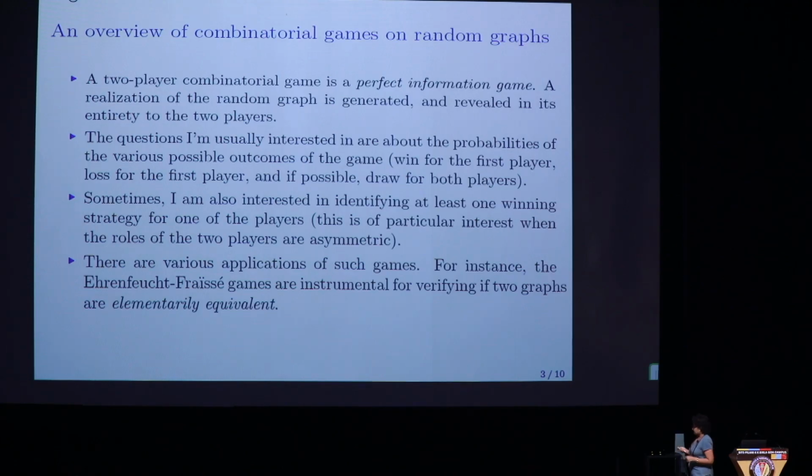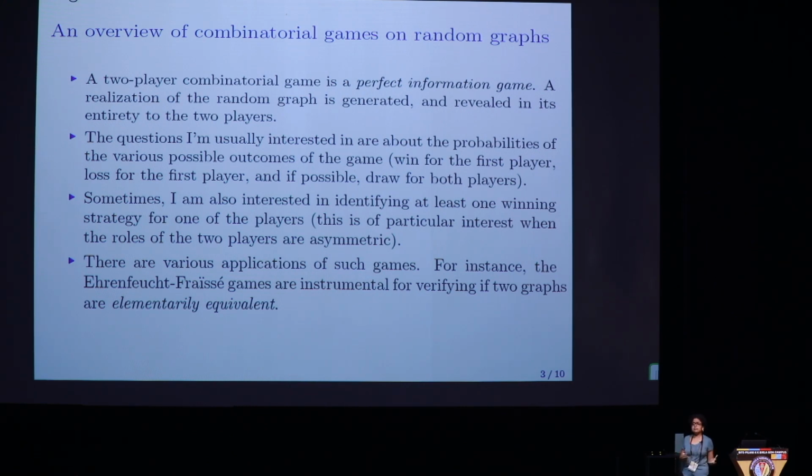And I try to understand the probabilities of these various outcomes depending on the random graph model that I'm working on. Sometimes I'm interested in trying to figure out a winning strategy, at least one winning strategy for one particular player. And this is of particular interest when the players' roles in the game are asymmetric.